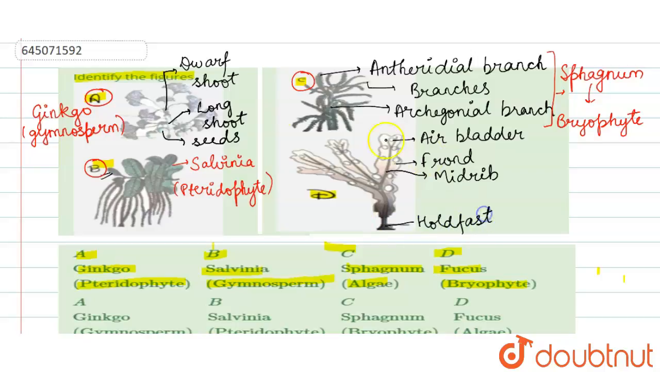So air bladder, frond, midrib and holdfast are all present in the D structure. These are the characteristic features of fucus. This plant is fucus, and fucus is an algae, especially brown algae. So we have solved all the 4 images.